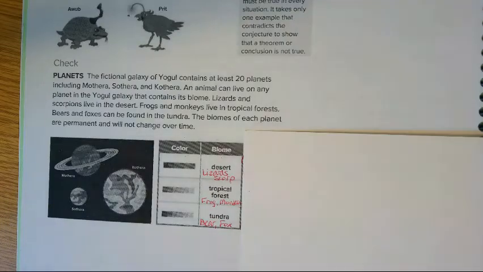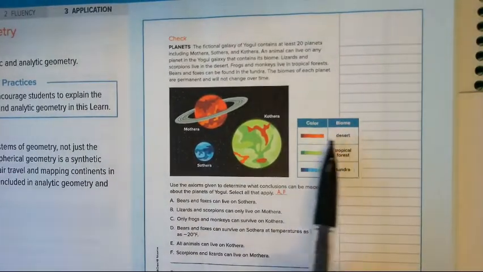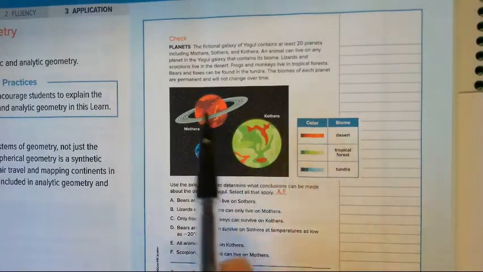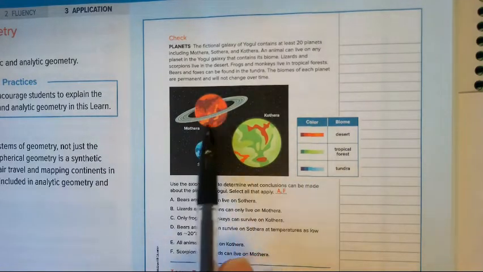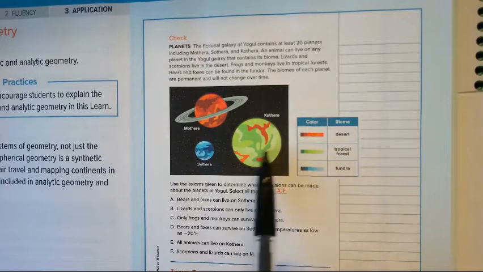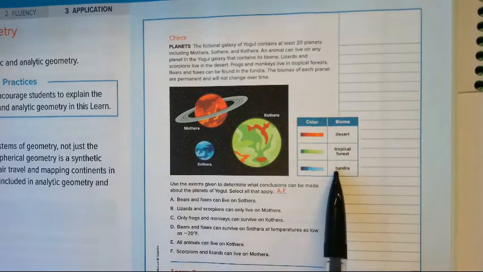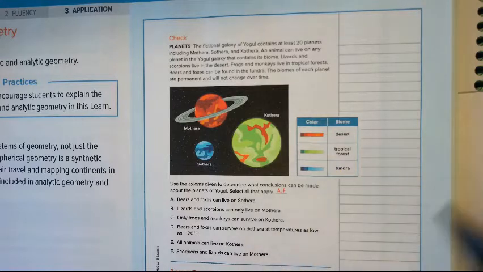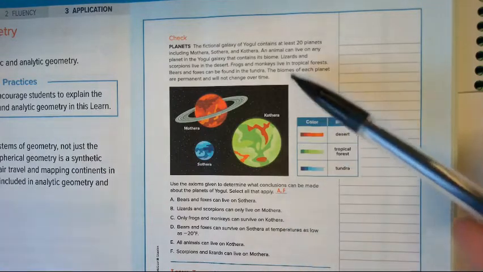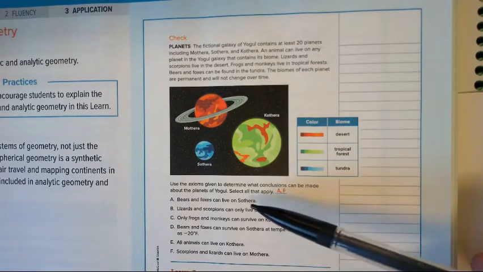There we go. So there is a better picture of the key that they gave you. And so you can see that this one has the reds and the oranges. Those are going to all be desert. The greens are going to show that it's a tropical forest. And then if there's any blue on there, that's going to be showing the tundra. So your job was to use all of these axioms, so the information they gave you up here, to determine the conclusions that can be made.